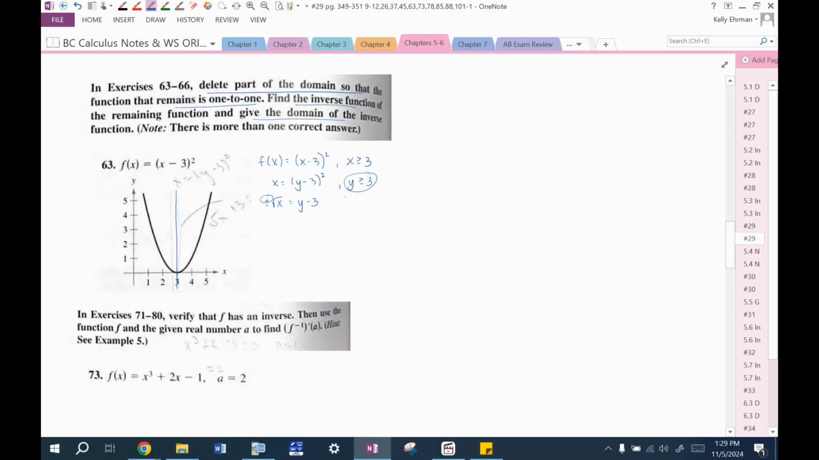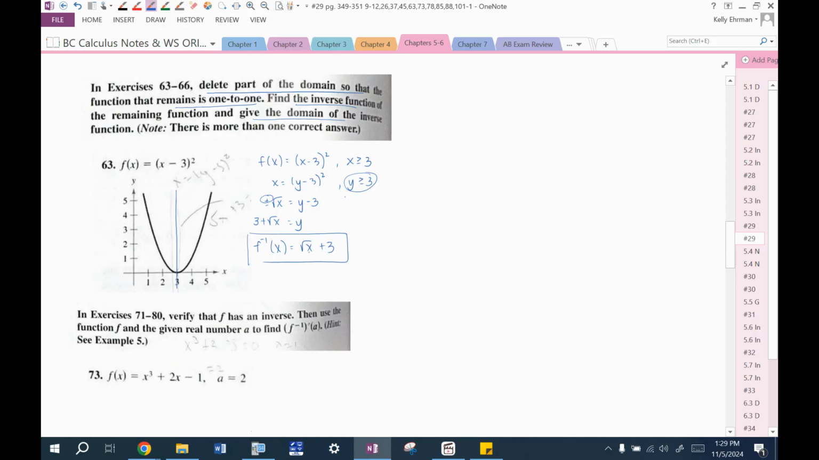So if this is greater than, you choose the positive. And then add 3 over. So 3 plus radical x equals y. So the inverse function is radical x, and then plus 3 is outside of that function. So there's the inverse. Give the domain of the inverse function.